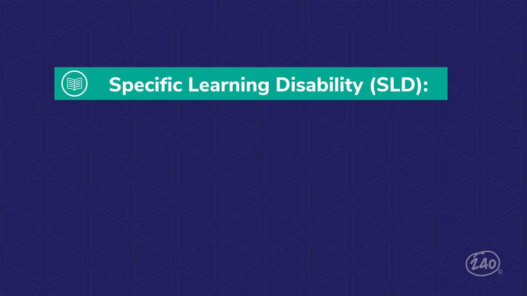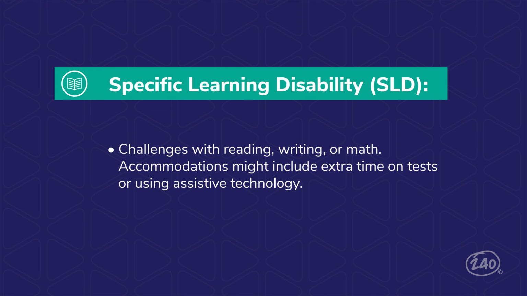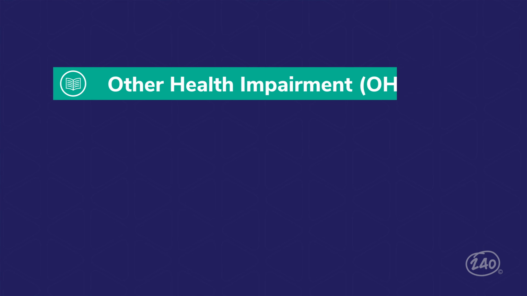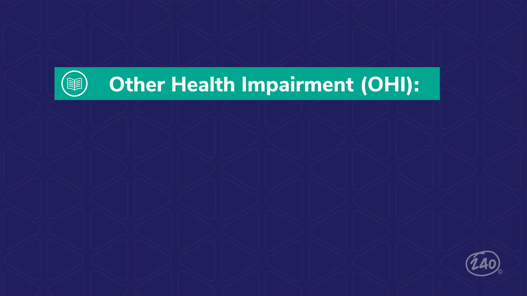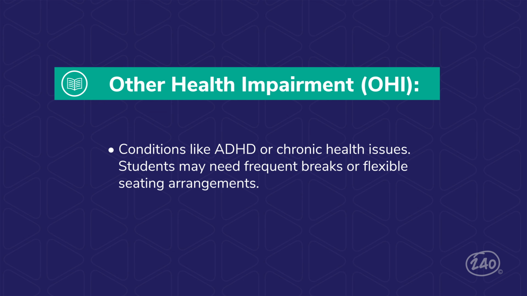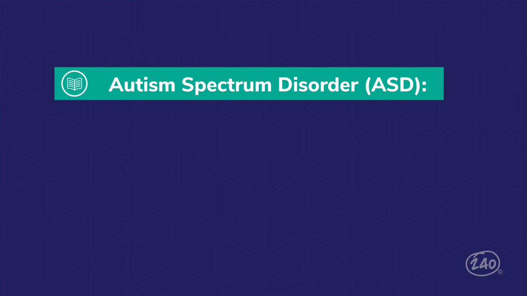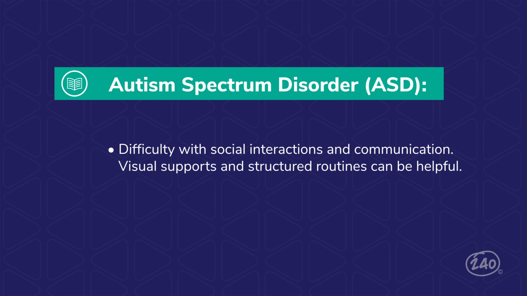Specific Learning Disability, SLD. Challenges with reading, writing, or math. Accommodations might include extra time on tests or using assistive technology. Other health impairment, OHI. Conditions like ADHD or chronic health issues. Students may need frequent breaks or flexible seating arrangements. Autism Spectrum Disorder, ASD. Difficulty with social interactions and communication. Visual supports and structured routines can be helpful.